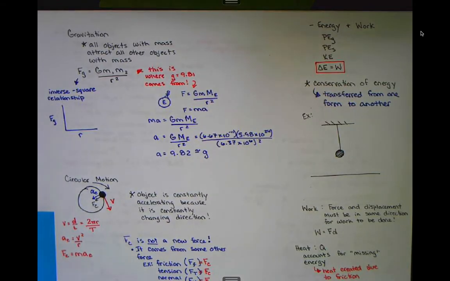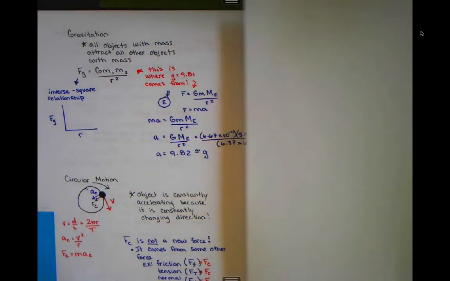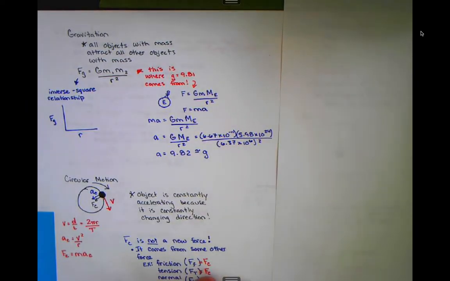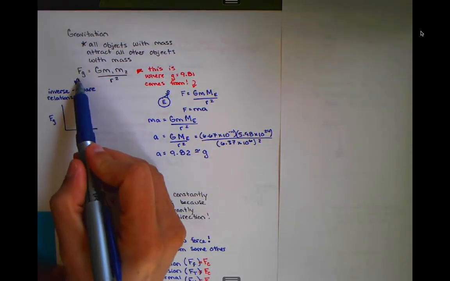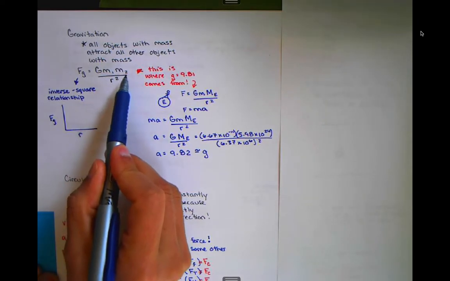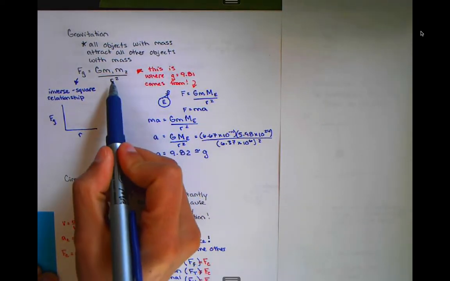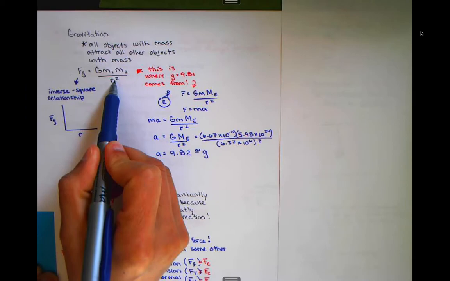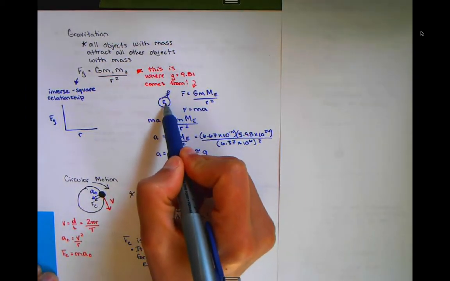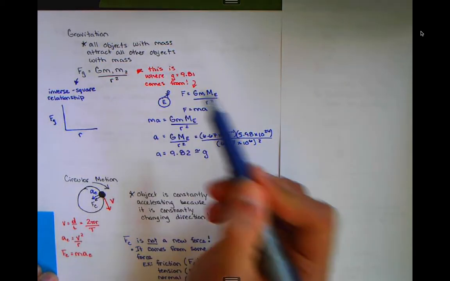And then to round out forces, we have gravitation and circular motion. Right? So gravitation was essentially Newton's fourth law, right? Where we know that all objects attract each other with mass. So here is our universal gravitational equation, Fg equals capital G, m1, m2 over r squared. This is where acceleration due to gravity comes from, right? So if I look at that equation, I'm going to look at two objects, the Earth and me. I'm standing on the Earth.